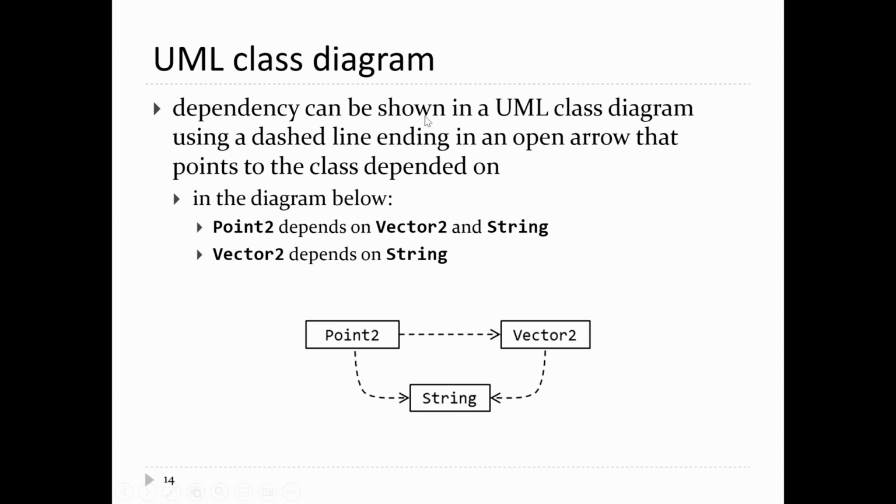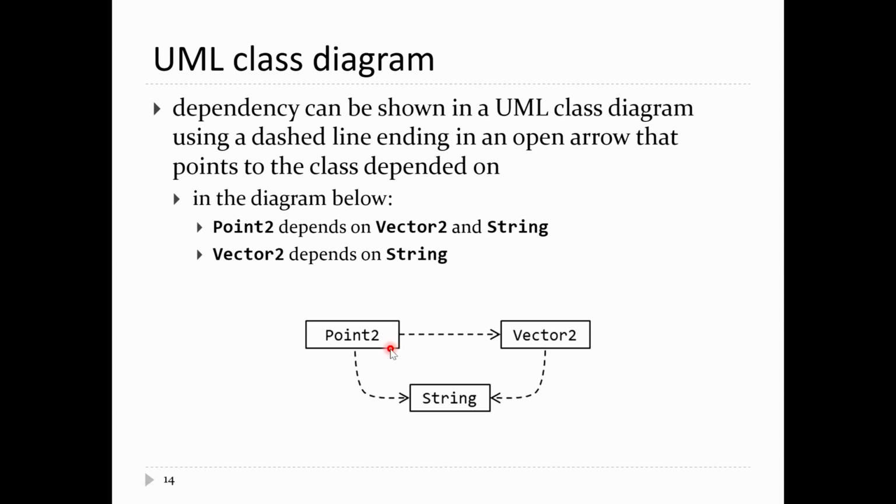Dependency can be shown in a UML class diagram using a dashed line ending in an open arrow. So the class point2, which we've seen so far, we implemented toString for point2. What does that mean? It has a method that returns a string, so point2 depends on the string class. So you draw a dashed, open-ended arrow pointing to string. There's another class called vector2, which we didn't talk about in the lectures, but it is in the notebooks. vector2 also implements toString, and therefore it depends on the string class.